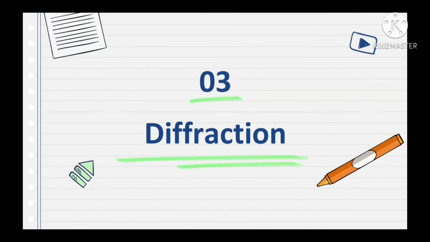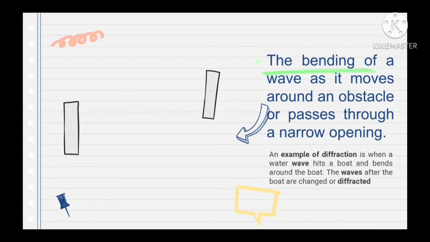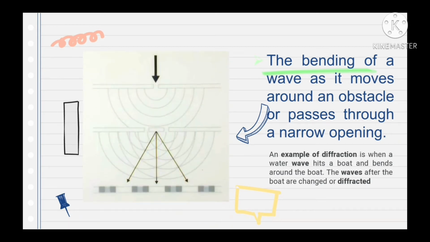Okay, next, the third is diffraction. What is diffraction? So diffraction is the bending of a wave as it moves around an obstacle or passes through a narrow opening. You can see the picture. An example of diffraction is when a water wave hits a boat and bends around the boat. The waves after the boat are changed or diffracted.